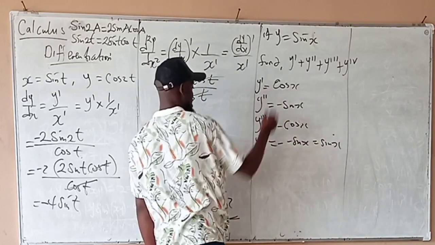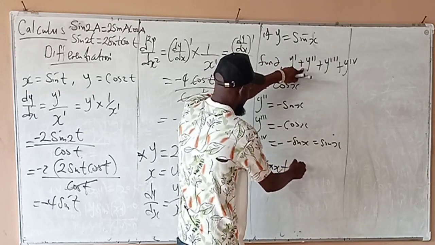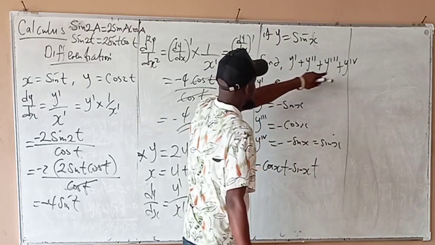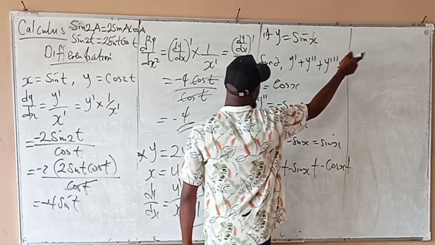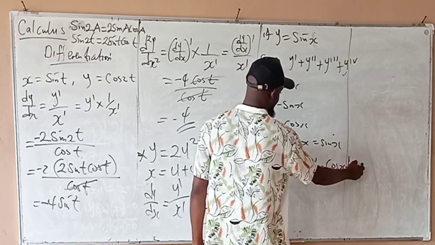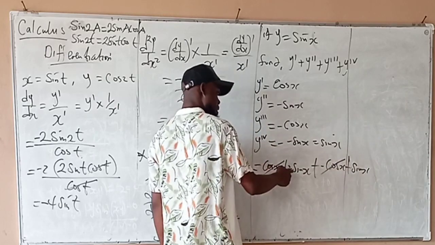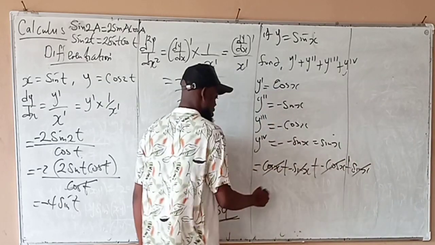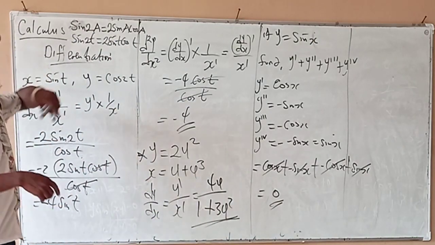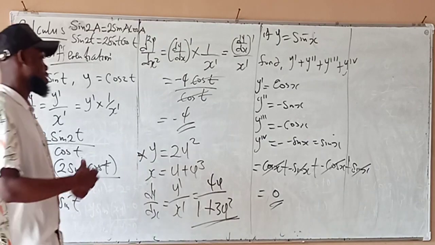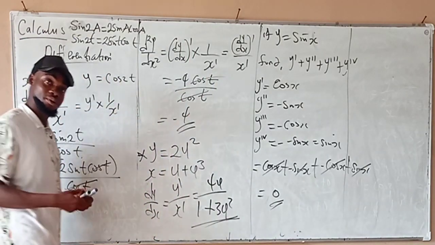So add it together: y prime is cos x, plus y double prime minus sin x, plus y triple prime minus cos x, plus y fourth derivative, that will give us sin x. So minus cos x plus cos x is 0. Minus sin x plus sin x is 0. Answer will become 0. That becomes the answer. At the end of the day, the answer will be 0.